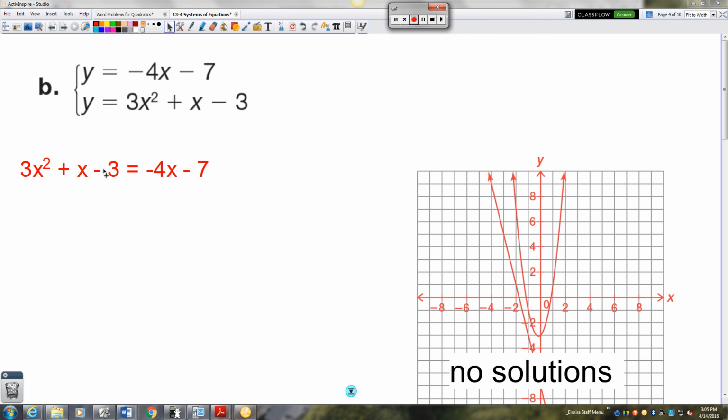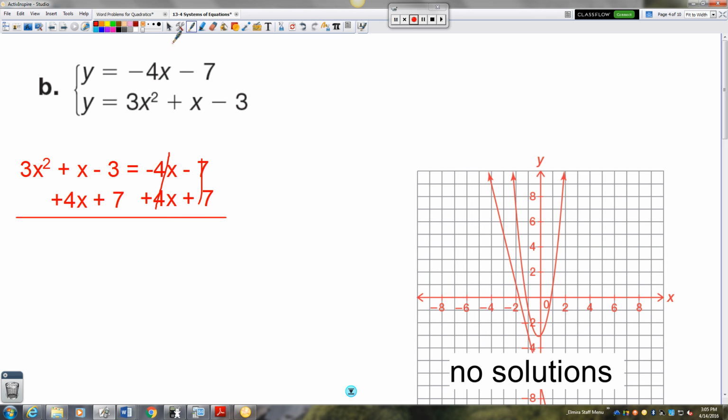So 3x squared plus x minus 3 equals -4x minus 7. Then set it equal to 0, add 4x, add 7, both sides, so that this side zeroes out. And you get 3x squared plus 5x plus 4 equals 0.